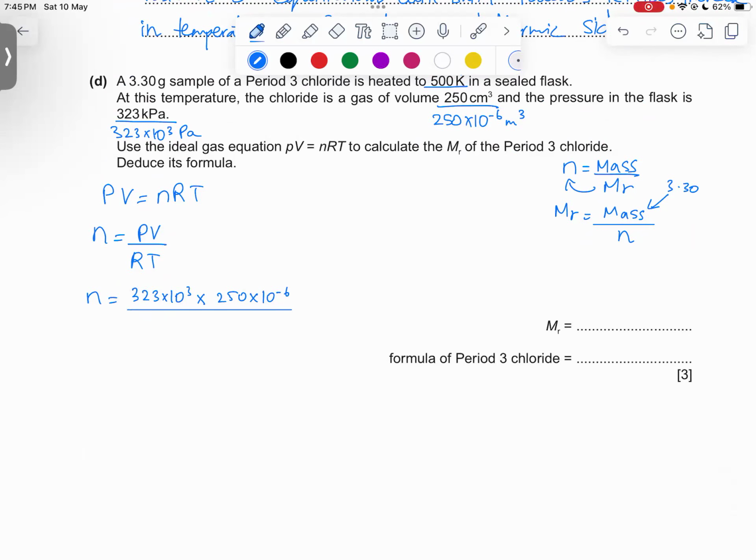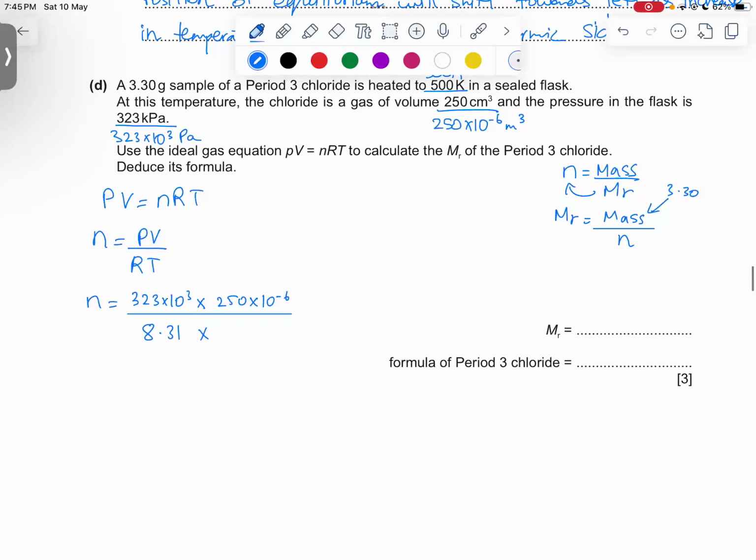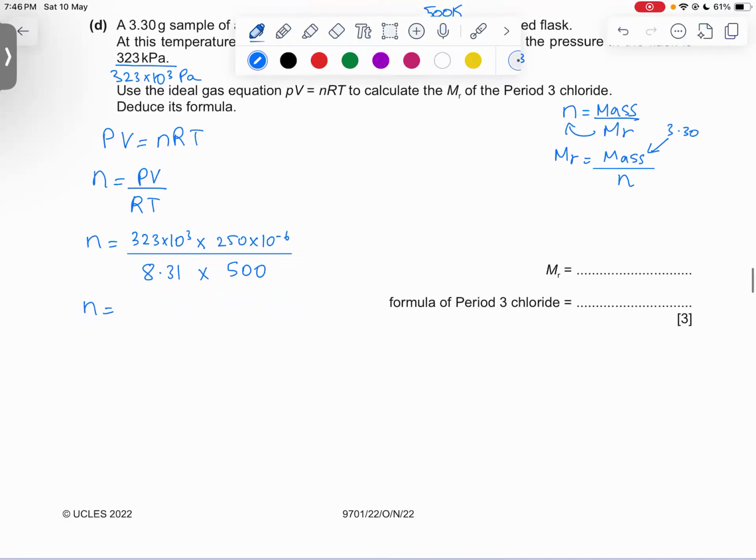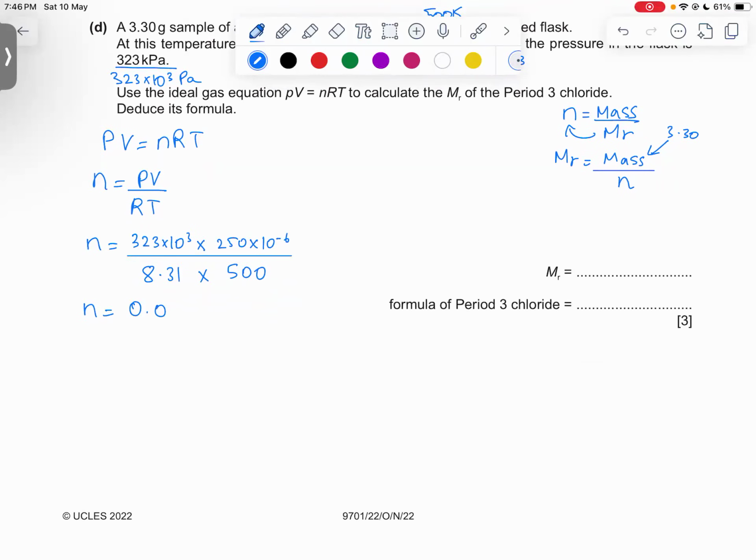divided by R, which is 8.31. If you don't remember R, it is at the end of the question paper, the constant values are given to you, and multiply by 500. So how many moles would that be? Let me just calculate that out. 323 times 10 to the power 3 times 250 times 10 to the power minus 6 divided by 8.31 times 500 equals, our answer is 0.0194 moles. All right.